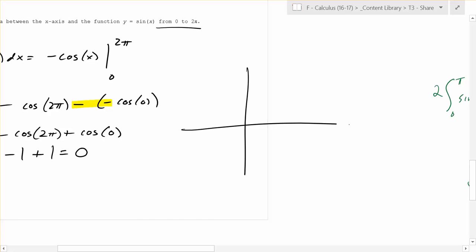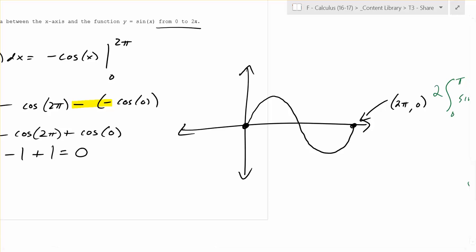Now let's see if this makes sense visually. Where does sine start? When you're at x equals 0, what is sine of 0? Sine of 0 is 0. And then it goes up, and you go down like this, right? What x value is that? That's 2 pi. What is sine of 2 pi? It's 0.